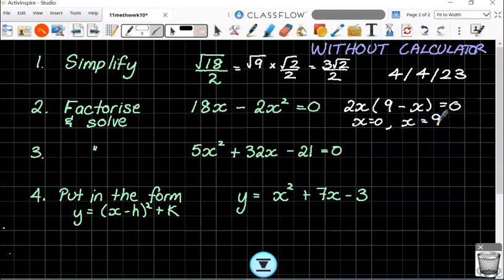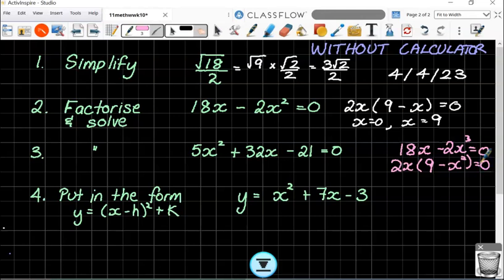That wasn't actually the question that I wanted to put there, right? I actually wanted to make it 18x minus 2x cubed. So how does that change things? Still got a common factor of 2x, do we agree? But what goes inside the bracket? 9 take x squared.